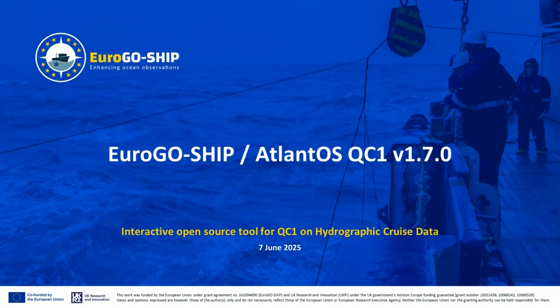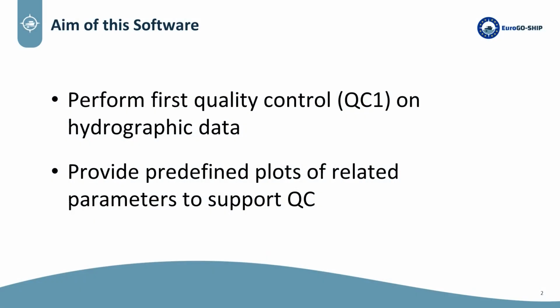EuroGO-SHIP Atlantos QC is an interactive open-source tool for performing first-level quality control on hydrographic cruise data. This interactive application supports EuroGO-SHIP goals by improving the first steps of quality control for hydrographic and biogeochemical data collected during research cruises. It helps make quality control steps more consistent by guiding users to find and flag outliers and check how accurate the measurements are.